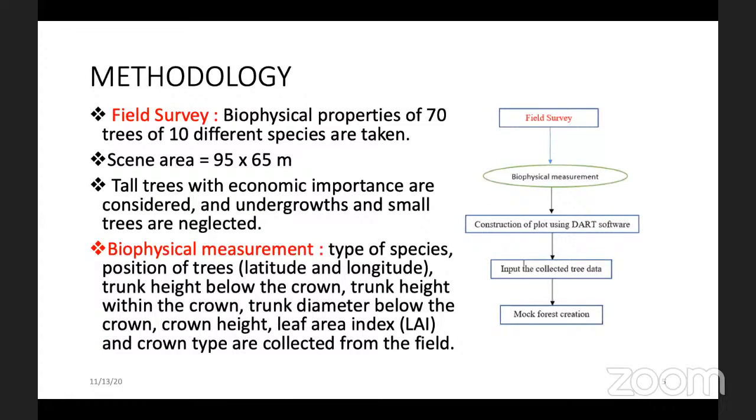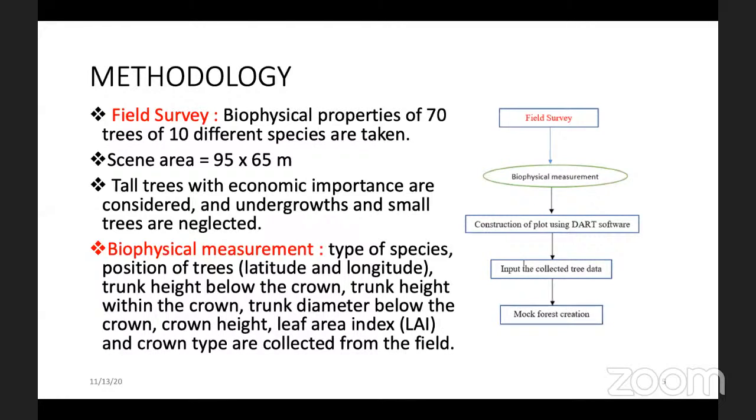So the methodology I adopted is, first we went for a field survey. Then we did biophysical measurements. Then construction of the plot was done using DART software. We input the collected tree data into that software. Then the mock forest was created.